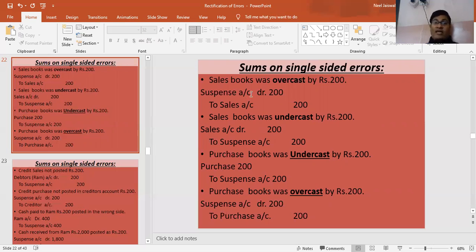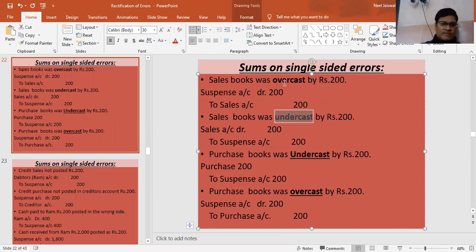The question is why. Sales book was overcast. If the sales book is overcast, it means sales, which has a credit balance, is showing more. Sales book was overcast by 200, so sales book is showing more, and I have to debit the sales account. It is done wrong over here.